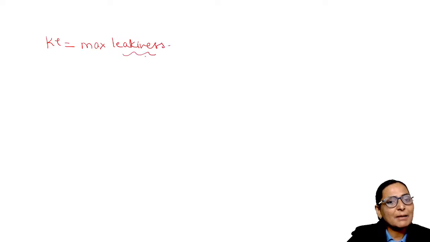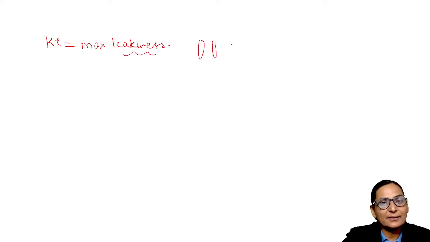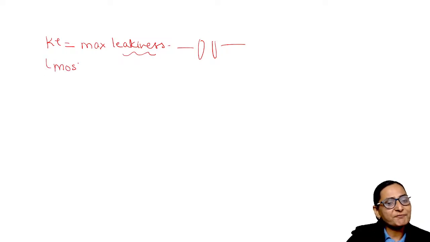The reason for this is potassium has got maximum leakiness. Maximum leakiness. See, there are leak channels. Their permeability to potassium is even 100 times more than to sodium. So this is the most diffusible ion at rest.